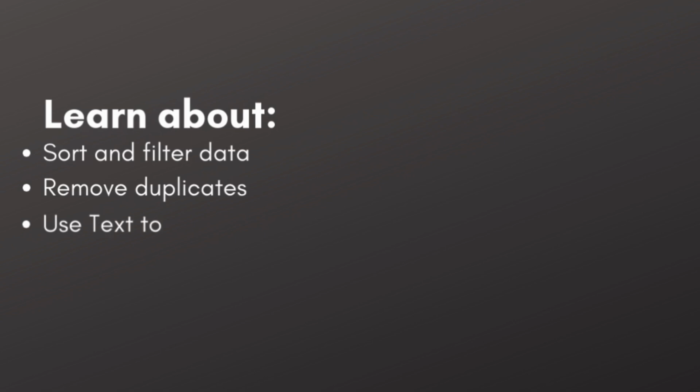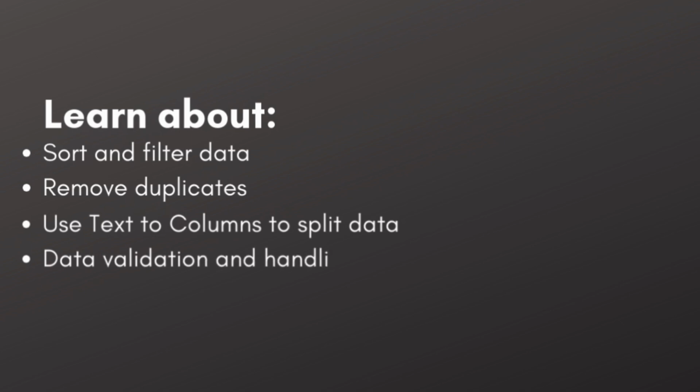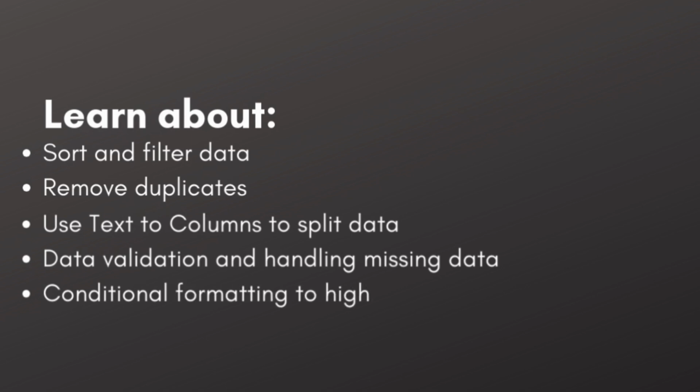So under this learning process, you're going to learn how to sort and filter your data. You're going to learn how to remove duplicates. You'll also learn how to use text to columns to split data. You'll learn how to do data validation and handle missing data. You'll also learn how to do conditional formatting to highlight important data. So your goal here is to be able to clean and prepare your raw data for analysis and also ensure data quality and accuracy.